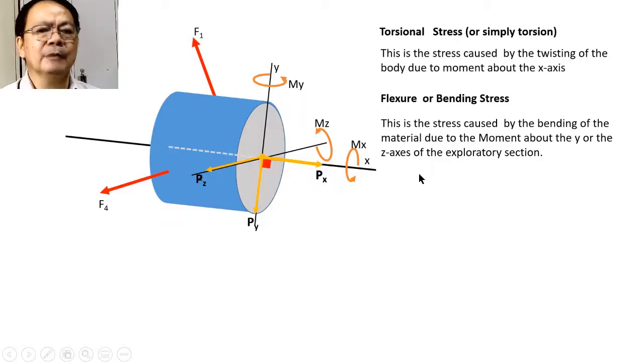Kaya sa kabuuan, diyan iikot yung ating discussion dun sa analysis of internal stress. Iba't ibang section nga lamang o iba't ibang object or body nga lamang ang ating ma-encounter. But nevertheless, yun yung magiging kabuuan ng ating discussions about the mechanics of deformable bodies.